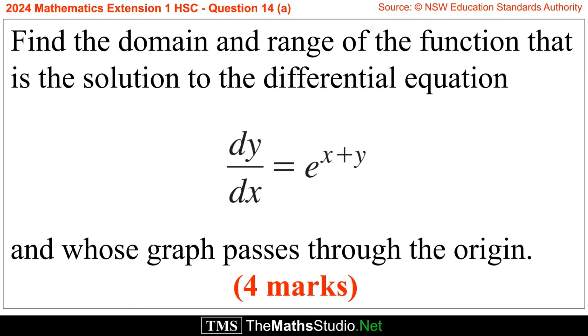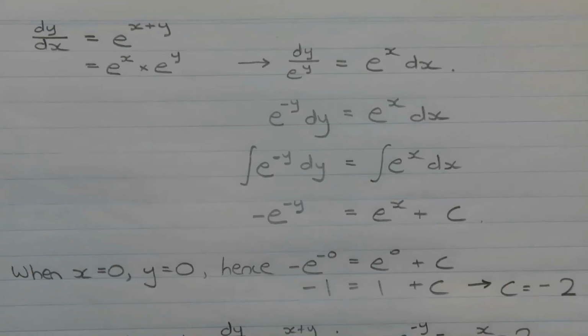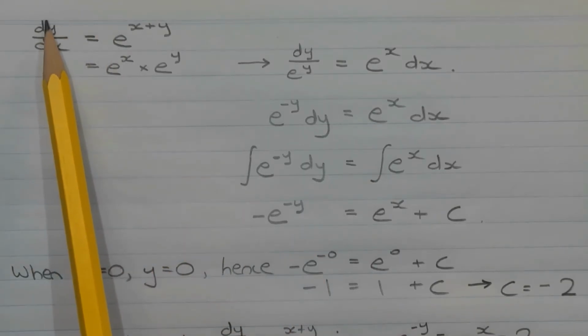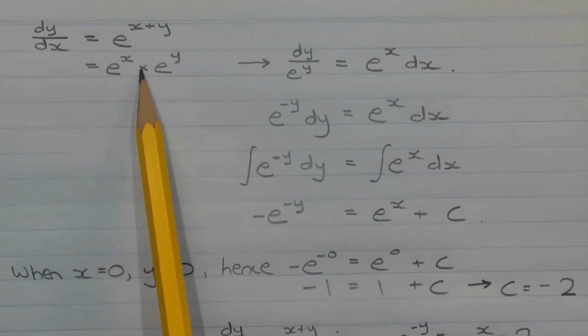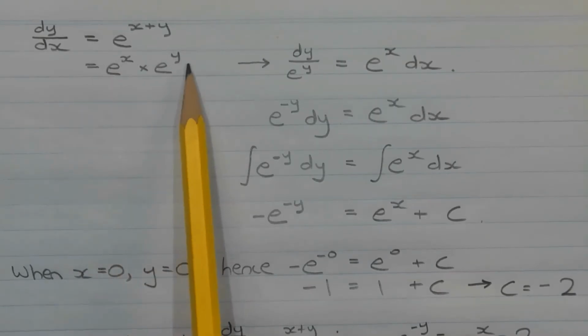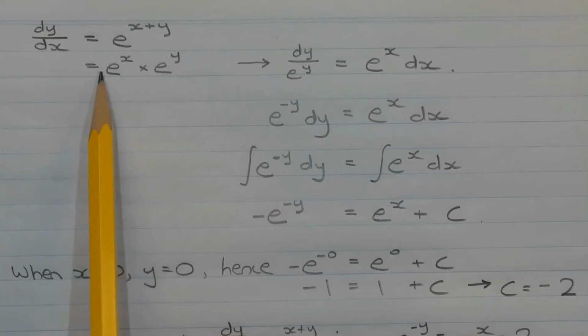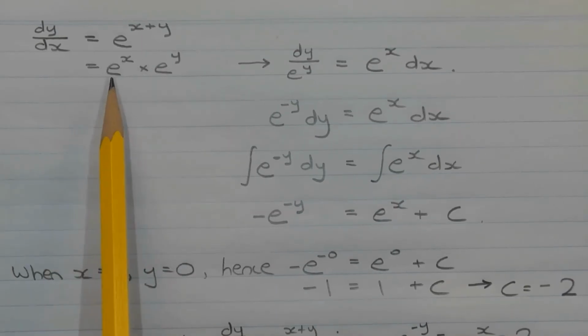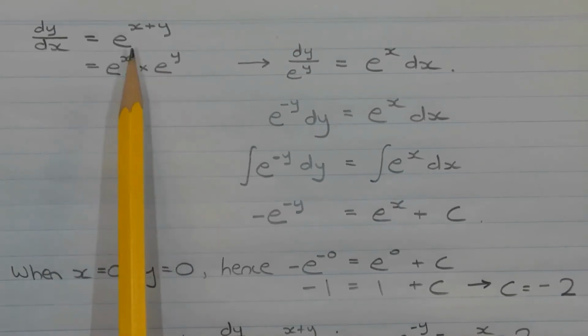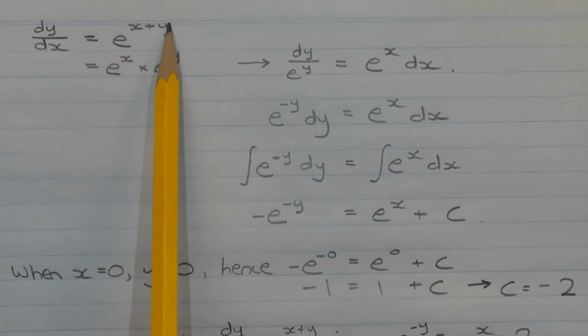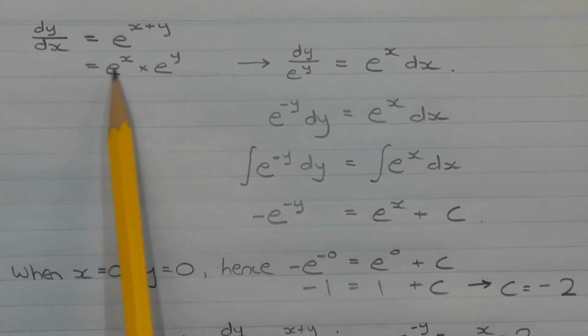Question 14, Part A. Find the domain and range of the function that is the solution to the differential equation dy/dx equals e^(x+y) and whose graph passes through the origin. The differential equation can be expressed as dy/dx equals e^x times e^y. If we reverse this, if we're multiplying two terms with the same base, we add the indices. So e^x times e^y is e^(x+y). So the reversal of this is this.